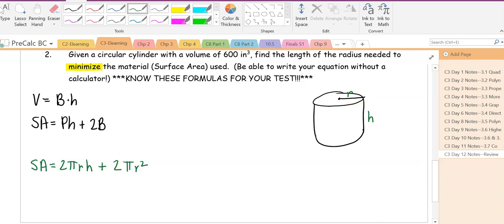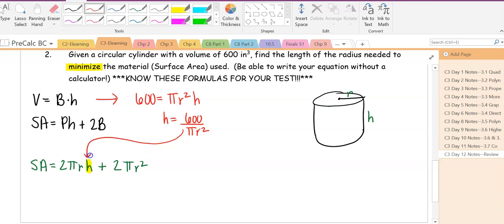Our issue here, of course, is that we have an h as well as r's, so we're going to need to eliminate that h. And we're going to do that by using our volume formula, because you are told that your volume is 600. Again, area of the base is just pi r squared, and then that h. So we're going to go ahead and solve for h by dividing. And then this can just get plugged in right here.